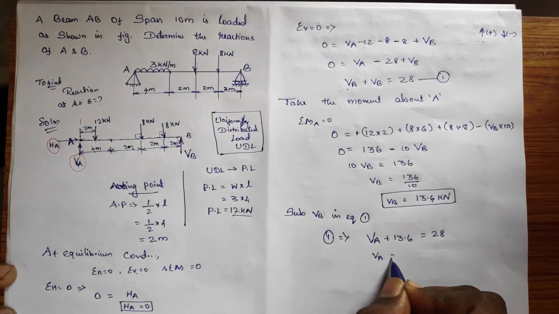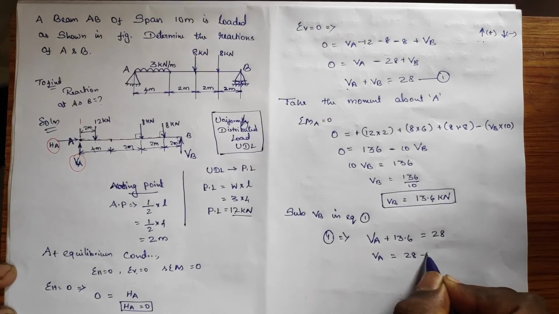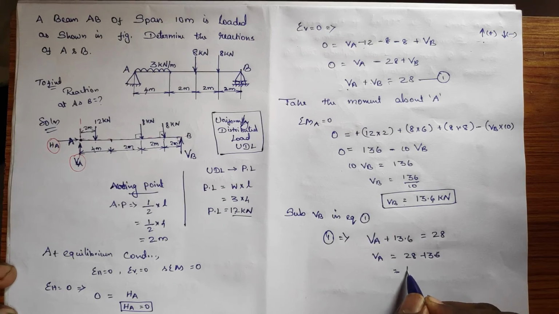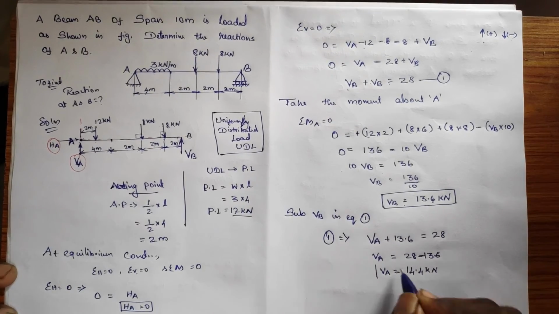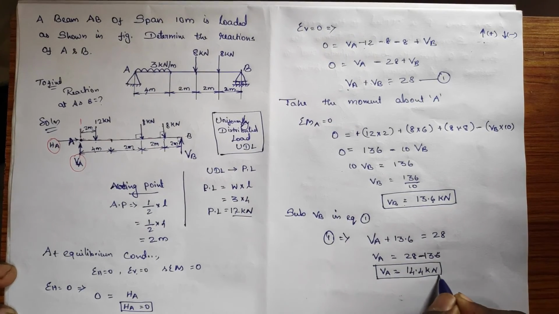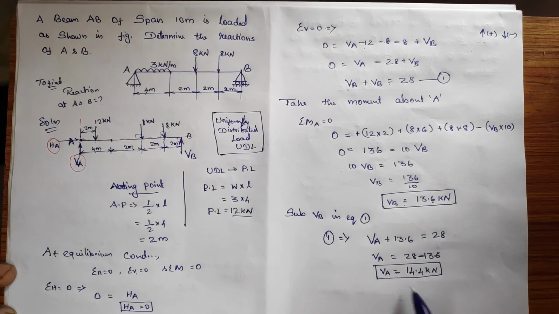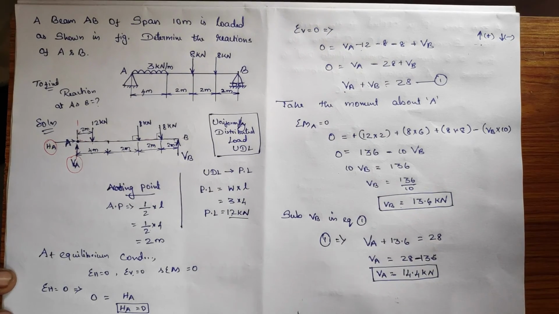So VA is equal to 28 minus 13.6. So you will get the answer 14.4 kilonewton for VA. So this is the answer. The result part we have to write: HA is equal to 0, VB is equal to 13.6, VA is equal to 14.4, right?